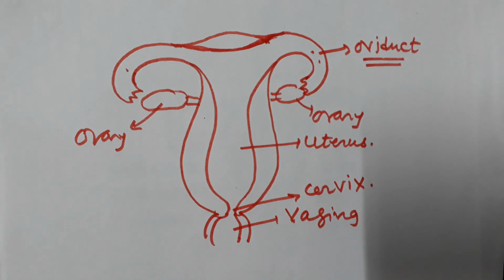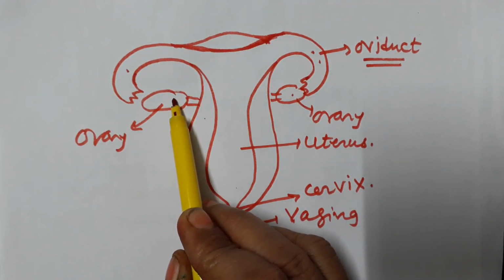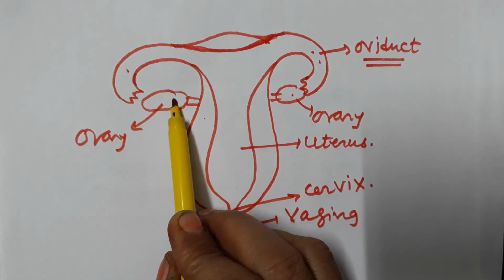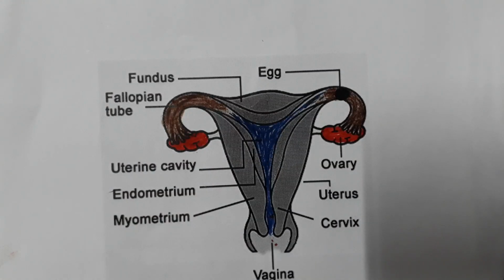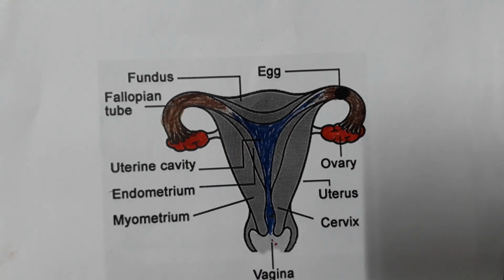The first part is the ovary. These are the one pair of ovary. These are the primary female sex organs, already discussed in our previous video. Primary sex organ in case of female is the ovary. What is the function of these ovary? They perform two important functions. The first function performed by the ovary is that it produces the female gamete or egg. And the second important function performed by the ovary is the secretion of female sex hormones, that is estrogen and progesterone.